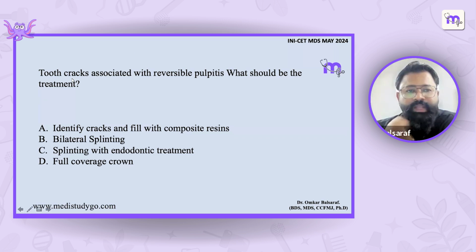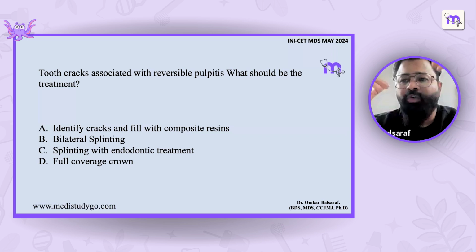Please read the question properly. The tooth cracks are associated with reversible pulpitis. If you know what reversible pulpitis means, there is pain on stimulus. When you remove the stimulus, the pain goes away. So there are two types of treatments for reversible pulpitis here: if the patient is symptomatic and if the patient is not symptomatic.